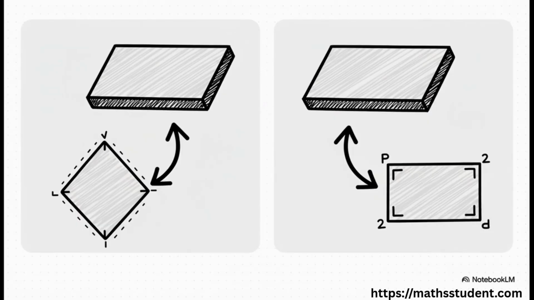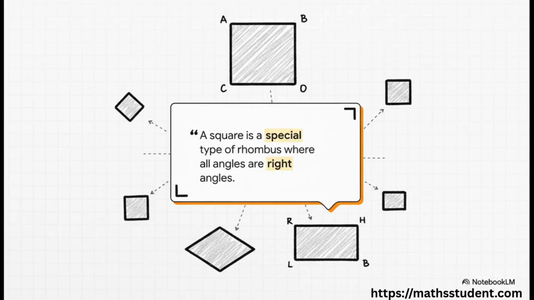Now, from the parallelogram, we get even more specialized children, if you will. If you take a parallelogram and you make all four of its sides equal in length, boom, you've got a rhombus. But if instead you take that parallelogram and make all four angles perfect 90-degree right angles, now you've got a rectangle. See, they're both still parallelograms, they just have these extra, more specific rules they follow. And this brings us to the square, the ultimate specialist. It's like the overachiever of the family. It's got the equal sides of a rhombus and the right angles of a rectangle. That makes it part of both families, and the parallelogram family too. It just checks all the boxes.